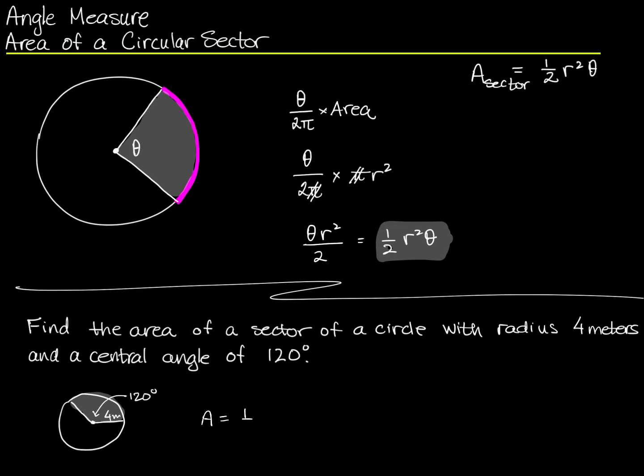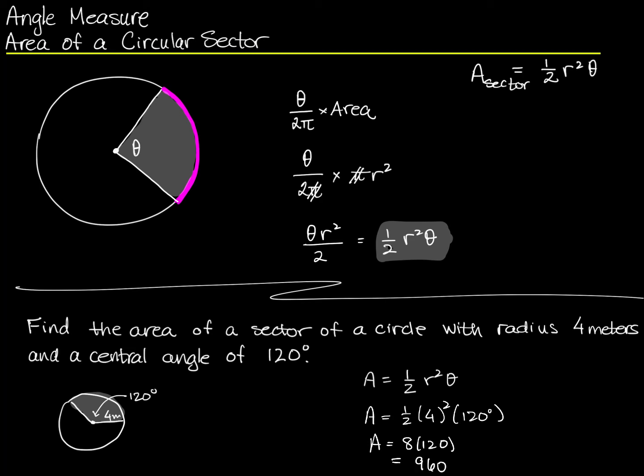Again, it's tempting just to write down the formula and substitute the values I know. 1/2 times 4 squared times 120 degrees. That would be area equals 1/2 of 16, or 8, times 120, which is 800 plus 20 times 8 is 160, and 800 is 960.